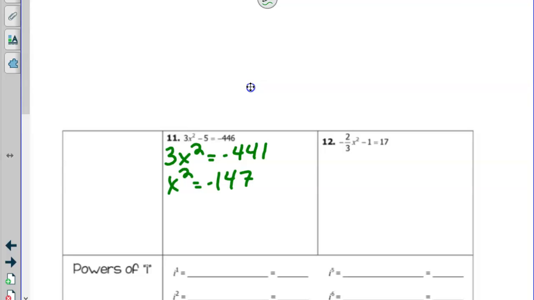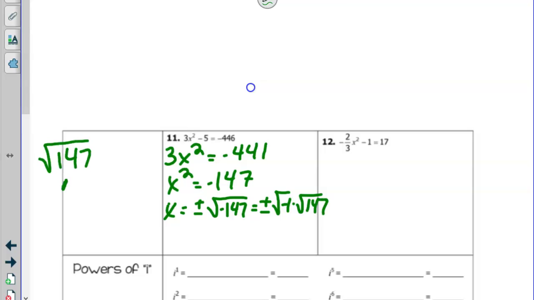Very good. I'm going to do x is equal to plus or minus the square root of negative 147, which is the same as plus or minus the square root of negative 1 times the square root of 147. Alright, let's go ahead and handle 147. What are factors of 147? I heard 3 and 49 first. You said 7 and 21. Alright, then 49 breaks down to 7 and 7.